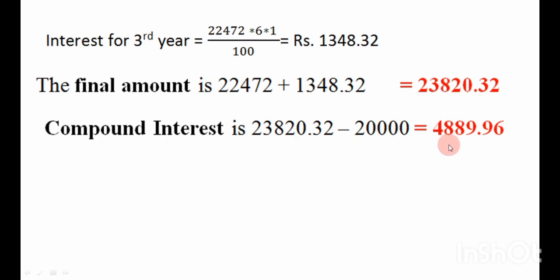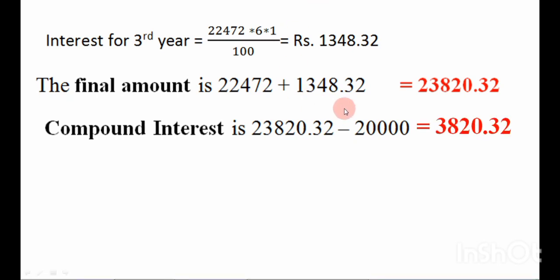And the compound interest: we have to subtract the original principal from the final amount, so that we'll get an answer 4889.96. Sorry students, I have marked it wrong before. Now I have changed. The answer is 3820.32. The compound interest is 3820.32. The final amount is 23,820.32.